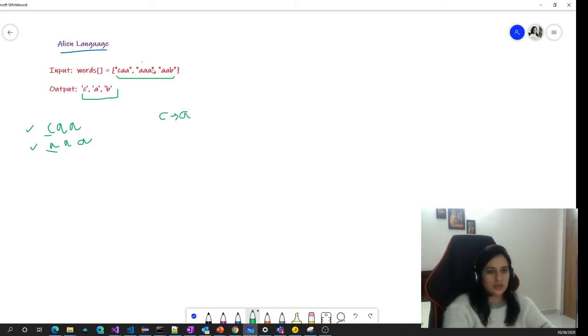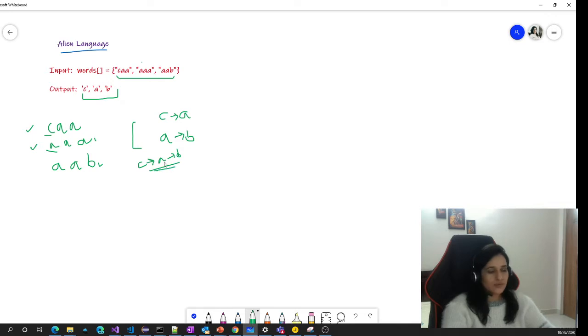Now let's compare the second and third words, AAA and AAB. The first characters are the same, A is in the second word and B comes in the third word. So A comes before B. If I combine these two, this is my output: C, A and B.